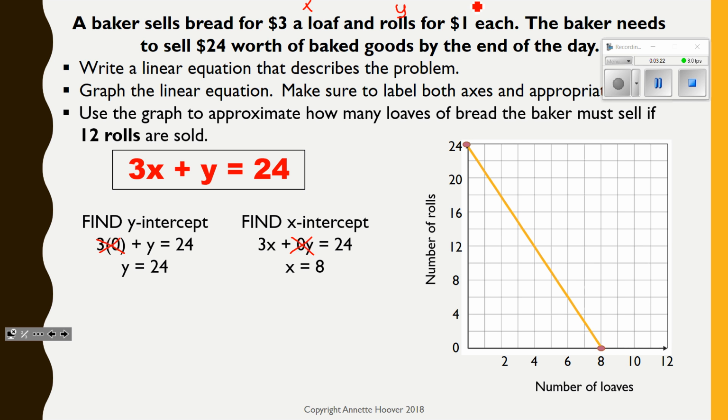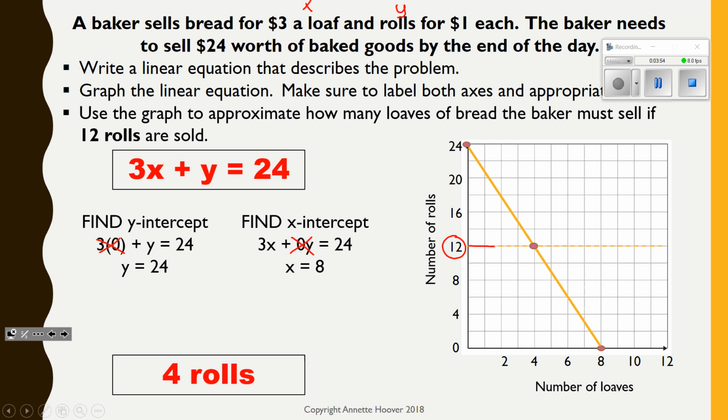Now, this is why it's important to use a straight edge when you're graphing, because you want a really straight line. Use the graph to approximate how many loaves of bread the baker must sell if 12 rolls are sold. So here's 12 for the number of rolls, and you go across the graph right there. When you look at it, it crosses right there at how much? It looks like there would be 4 loaves. That's why your graph needs to be as accurate as possible so that you can use your graph to do the estimating. Of course, you could do that mathematically, but we're trying to do it by using the graph.